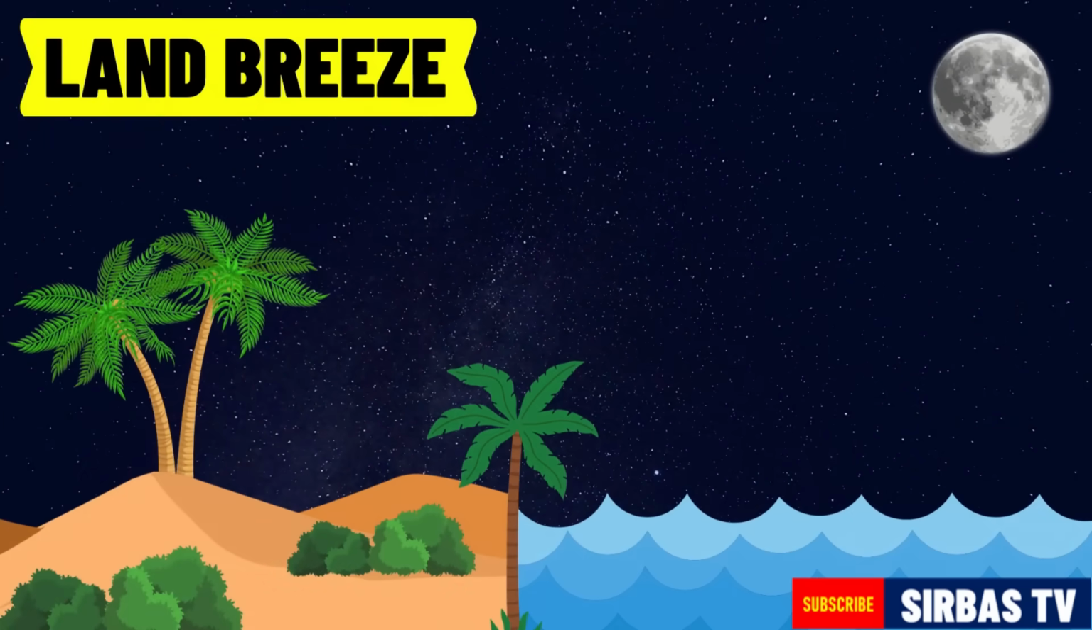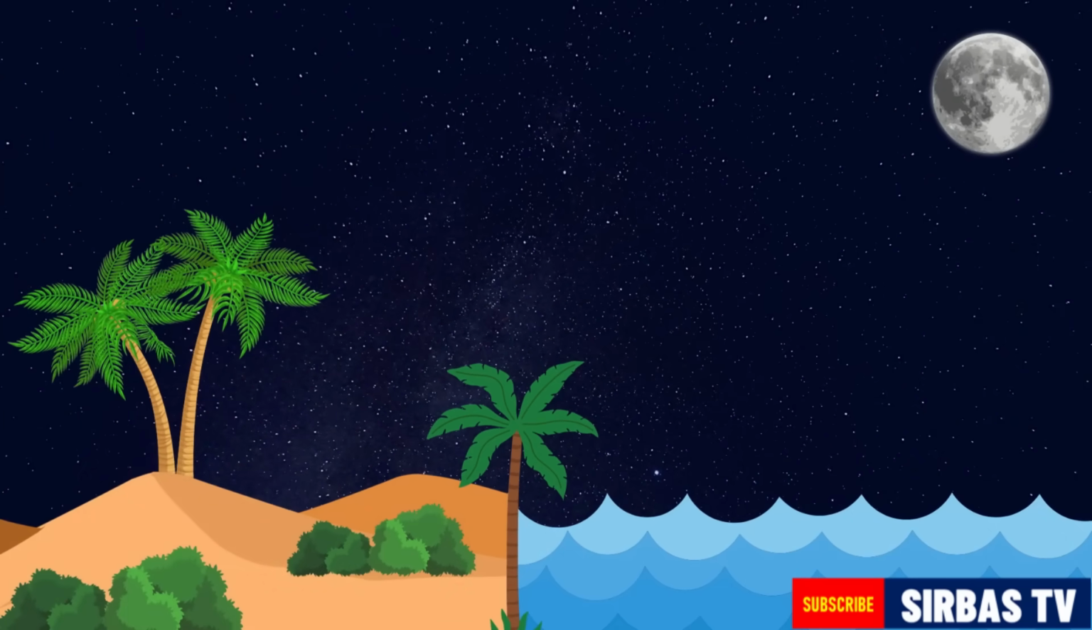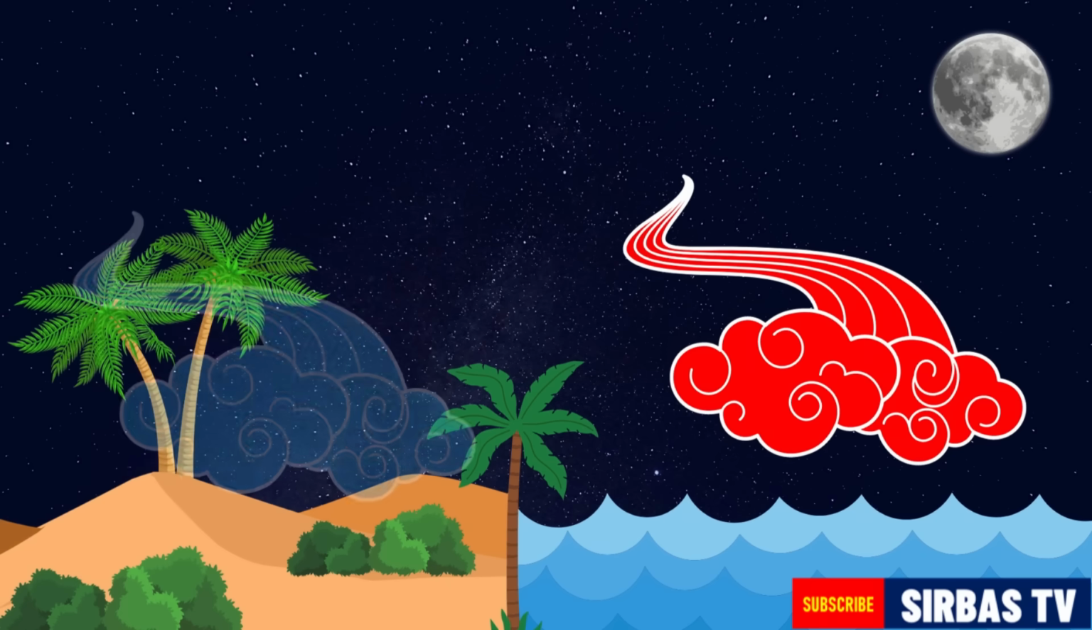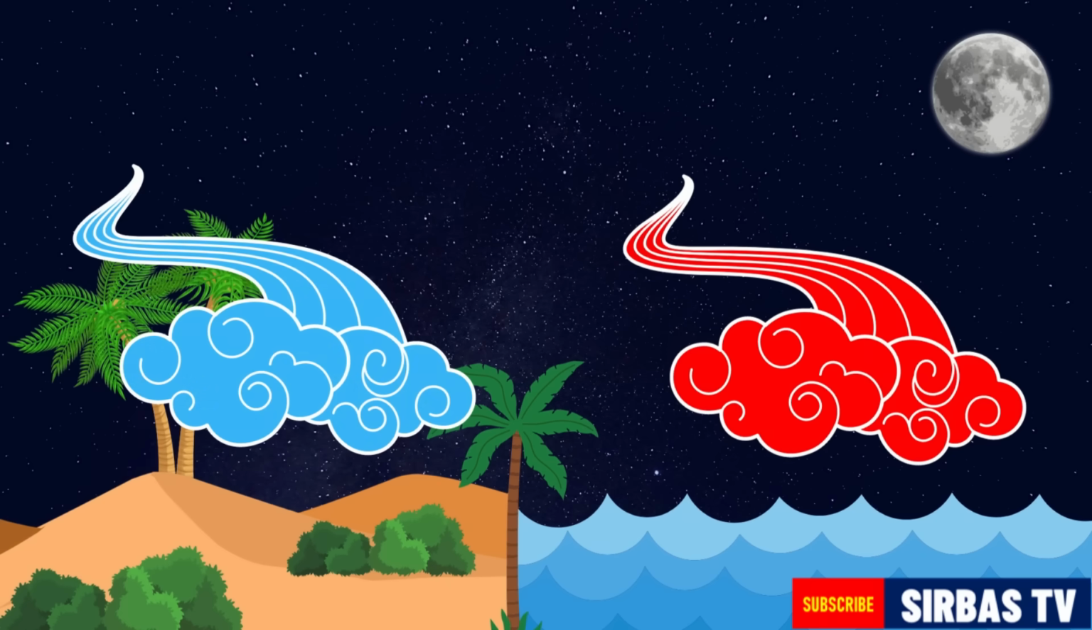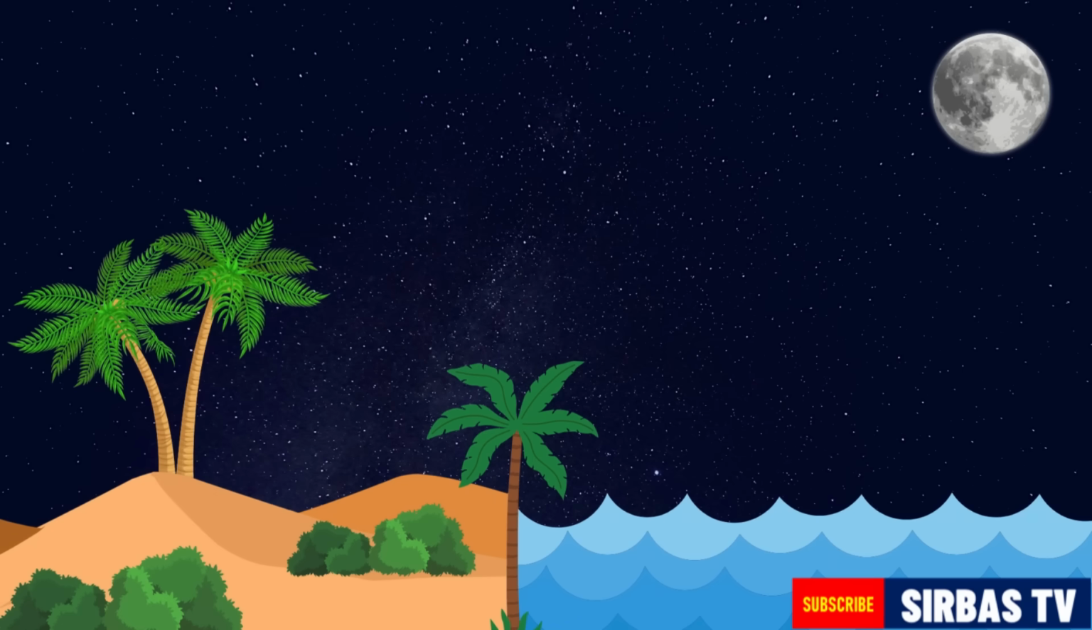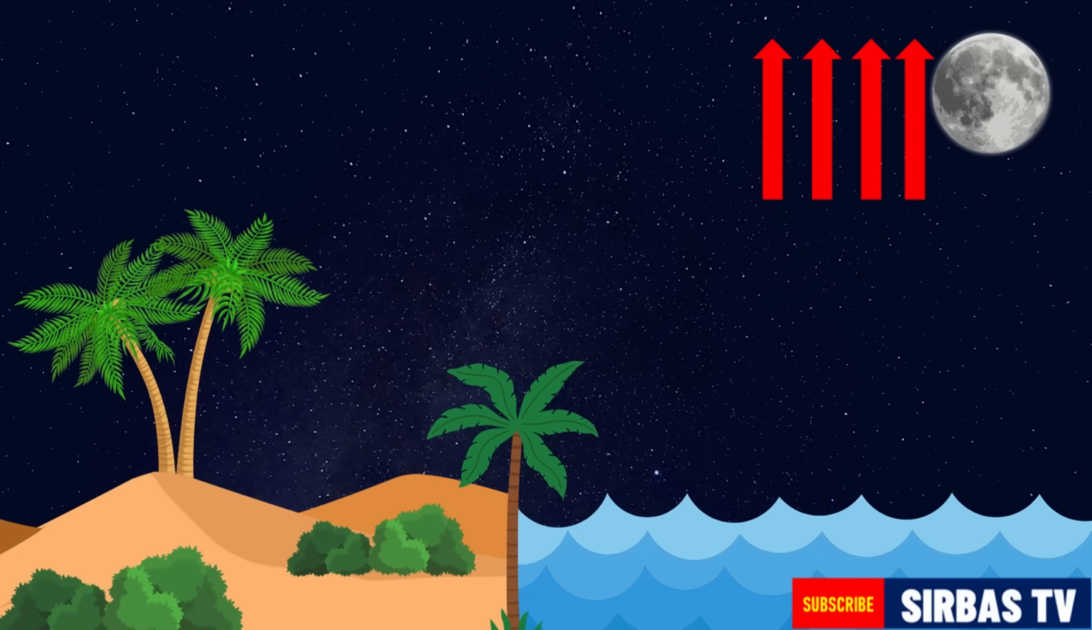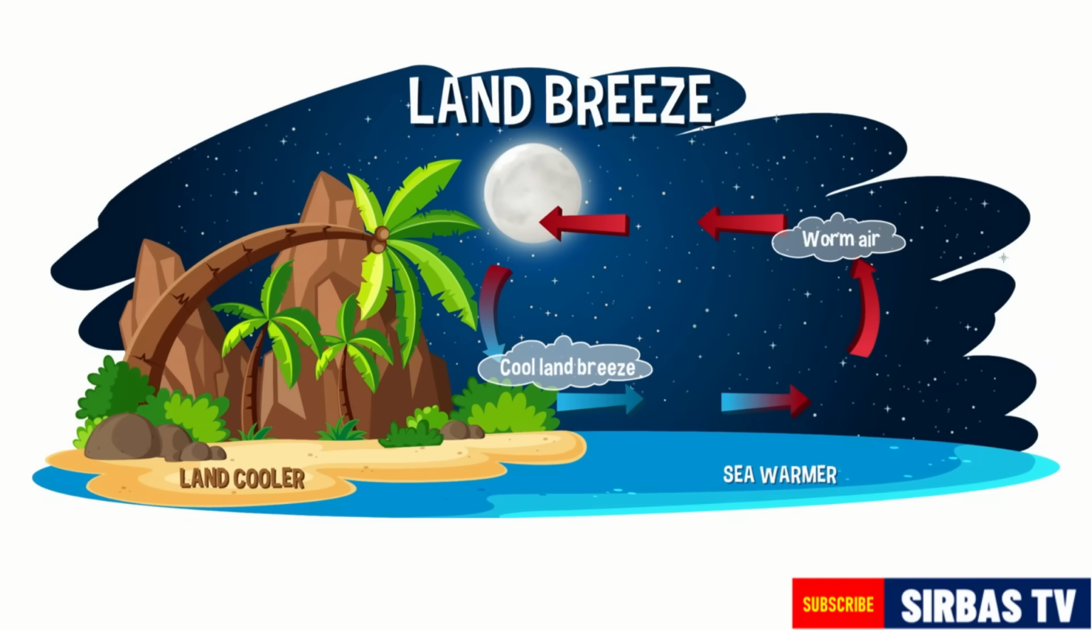On the other hand, land breeze occurs during the night. During nighttime, the land cools faster than the sea. In this case, the sea has warmer air and the land has cooler air. So how will the air move? Correct, it will move from land to sea. The warm air over the sea will rise, and the cooler air from the land will move toward the sea. This is how land breeze forms. The movement of air is from land to sea.